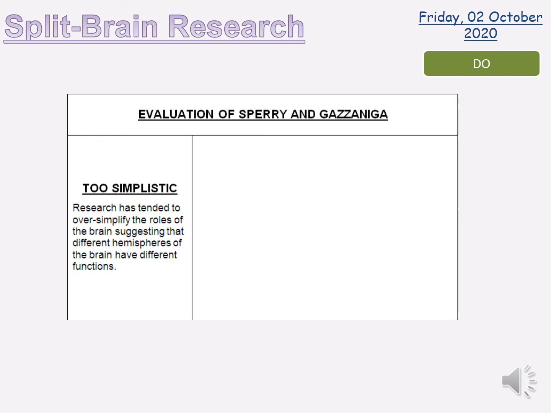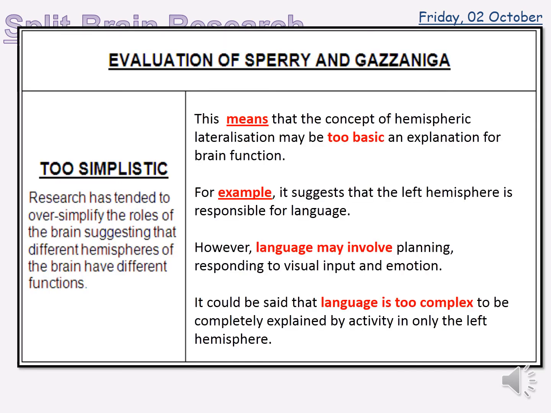Okay, if we're evaluating Sperry and Gazzaniga, which was the original, it's too simplistic. So the researchers oversimplified the roles of the brain, suggesting that different hemispheres have functions. So what this means is the concept of hemispheric lateralisation may be too basic an explanation for brain function.